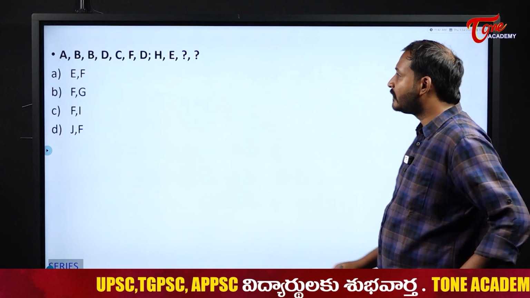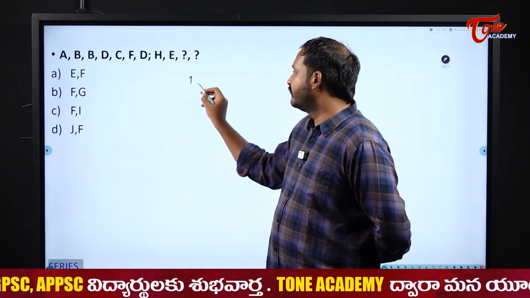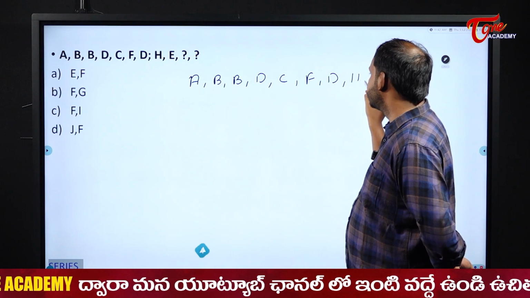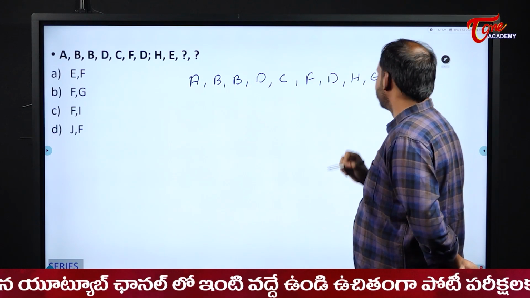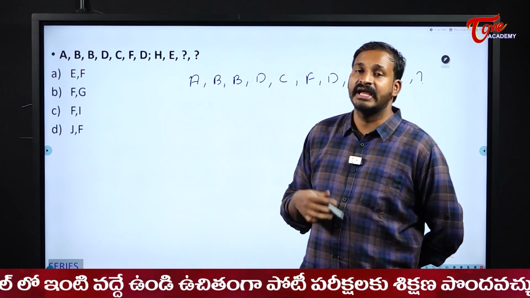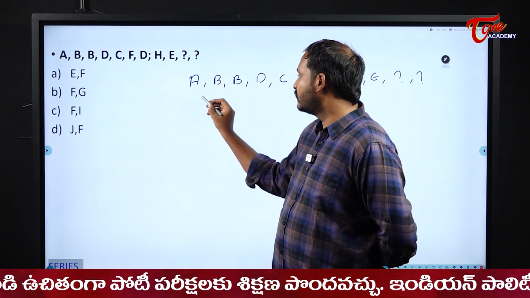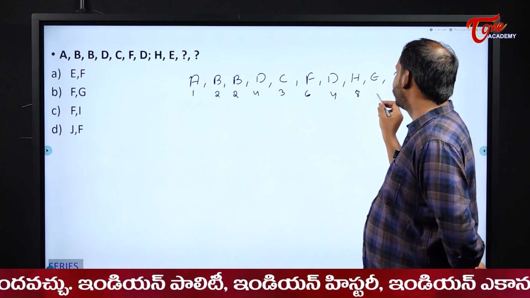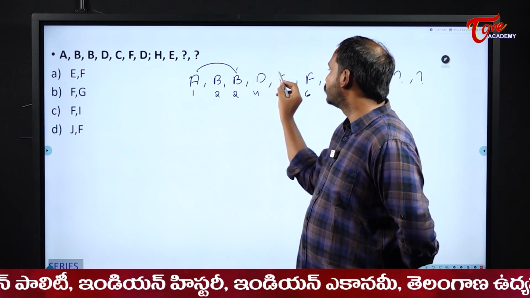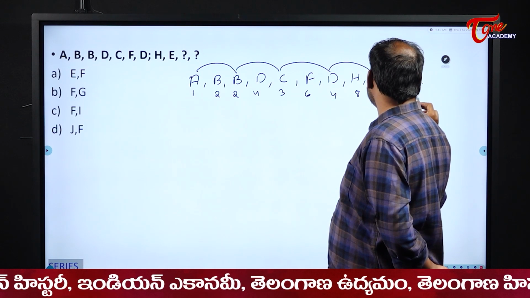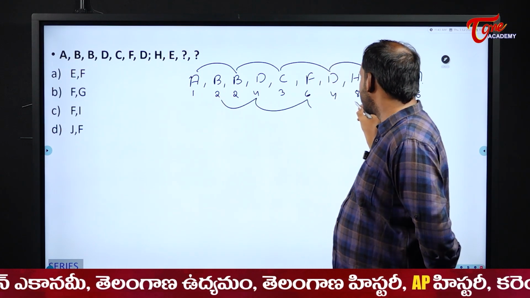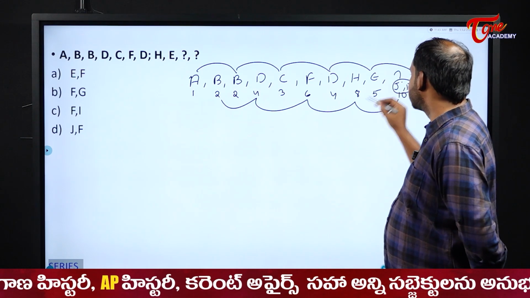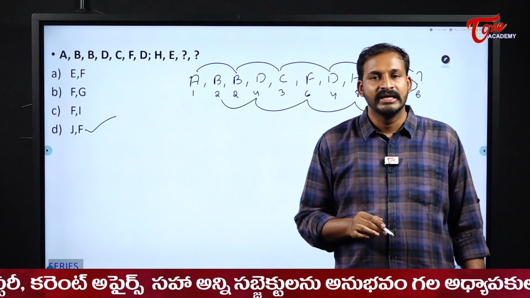See the next one. A, B, B, D, C, F, D, H, E, and question mark and question mark. As I already told you, whenever you have 2 question marks, there is a high chance of having 2 series. Let us see here. What is happening here? 1, 2, 2, 4, 3, 6, 4, 8, 5. Now please see here, students: 1, 2, 3, 4, 5. What should be the next one? 6. And similarly, 2, 4, 6, 8. What should be the next one? 10. What is the 10th alphabet for me? J. What is the 6th alphabet? F. So our answer here becomes J, comma, F.